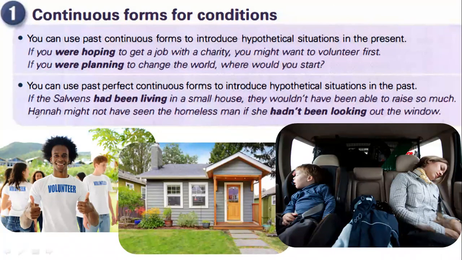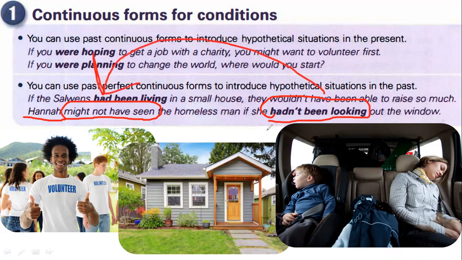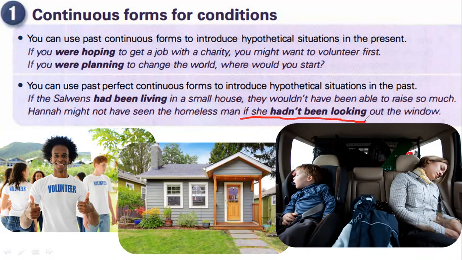Or the next example, Hannah might not have seen the homeless if she hadn't been looking out the window. In this case, the cause and the effect are switched places. First we have the result, and then we have the situation. And in any given case, we have the situation in the past, past perfect continuous.